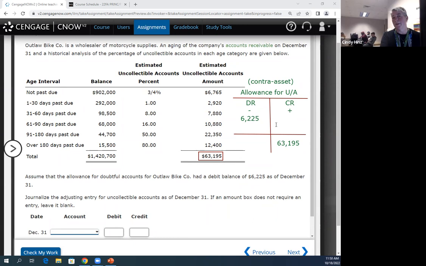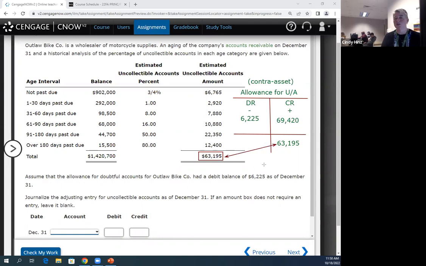So what do I need to do to this account? What's the other option? If I don't want to debit, what do I want to do? How about credit? What if I credit this account 69,420? The first 6225 wipes out that debit balance and brings it back to zero. And then it keeps going to the credit side. If there's a 6225 debit balance and I add 69,000 on the credit side, it's going to leave me with the ending balance of 63,195, which is exactly what we said we wanted in there.